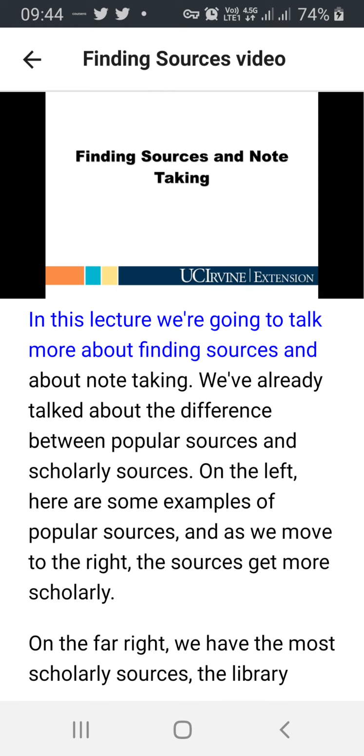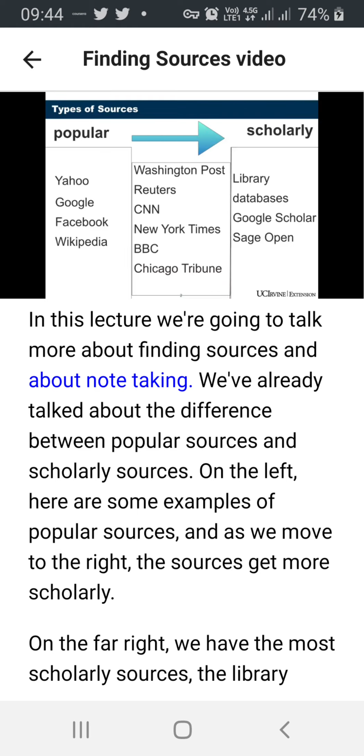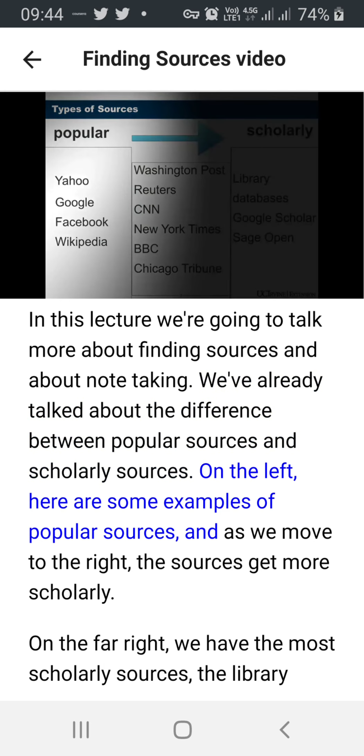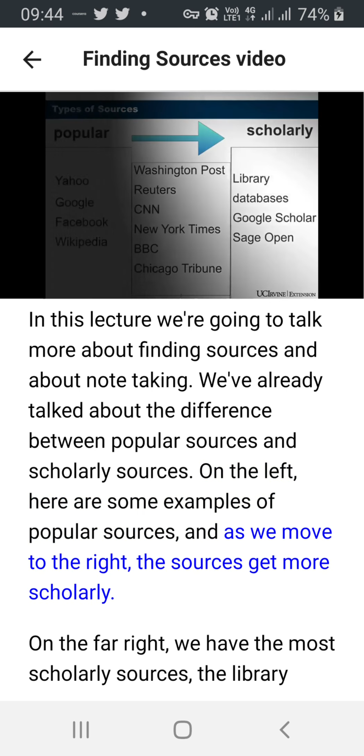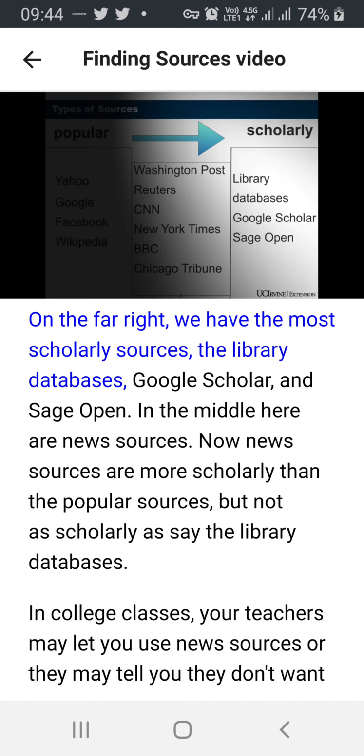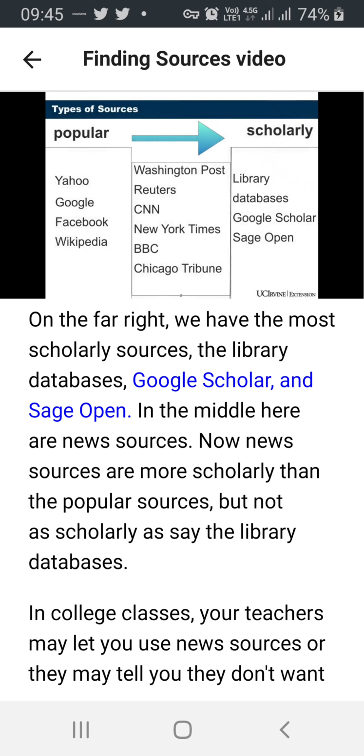In this lecture, we're going to talk more about finding sources and about note-taking. We've already talked about the difference between popular sources and scholarly sources. On the left here are some examples of popular sources, and as we move to the right, the sources get more scholarly. On the far right, we have the most scholarly sources, the library databases, Google Scholar, and Sage Open. In the middle here are news sources. Now, news sources are more scholarly than the popular sources, but not as scholarly as, say, the library databases.